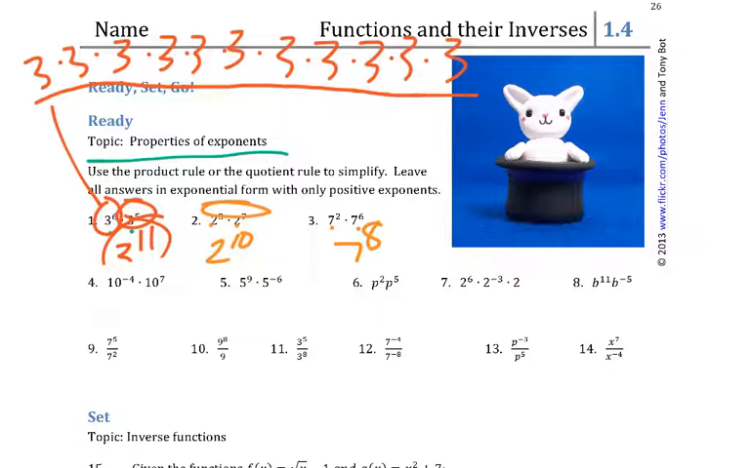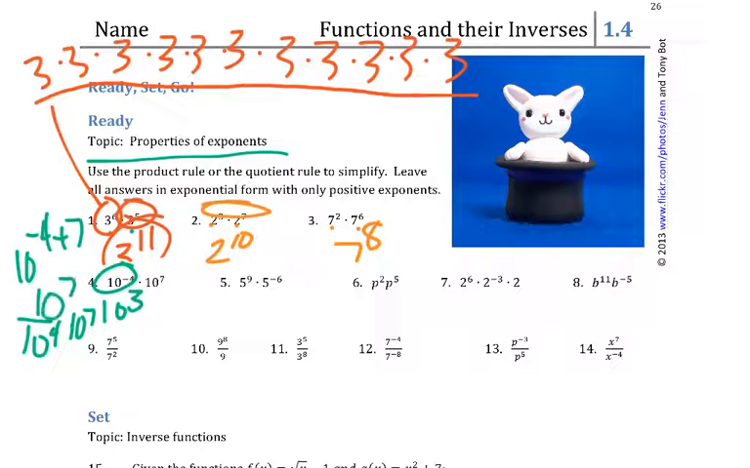Okay, well, there's two ways you can approach this. The easiest way would just be going negative 4 plus 7. Negative 4 plus 7 is 3, so it would be 10 to the 3rd. The other thing to remember is that a negative exponent actually makes it a fraction. So instead of 10 to the negative 4th, it'd be like 1 over 10 to the 4th. Times 10 to the 7th.